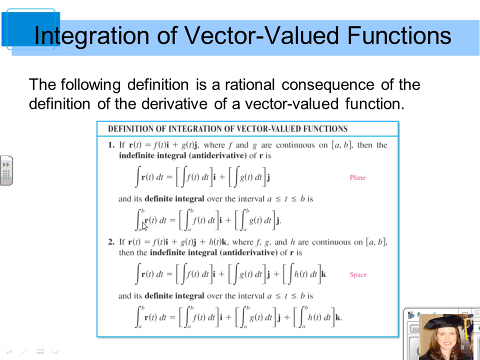And you can also evaluate definite integrals of vector-valued functions by integrating each of the components and evaluating the components with the bounds of integration.